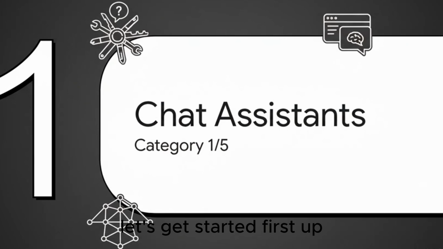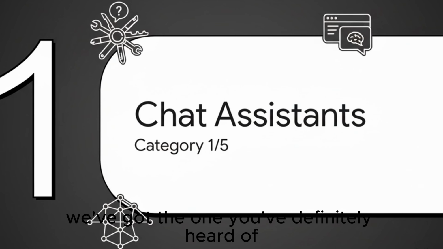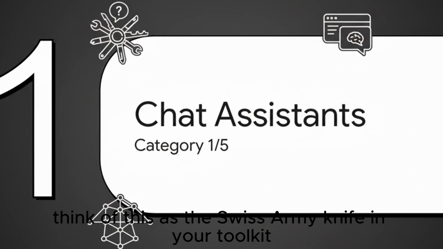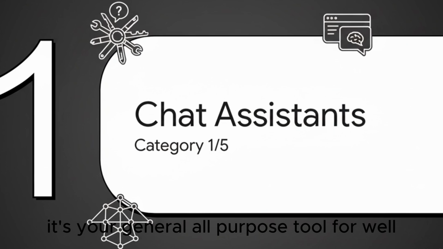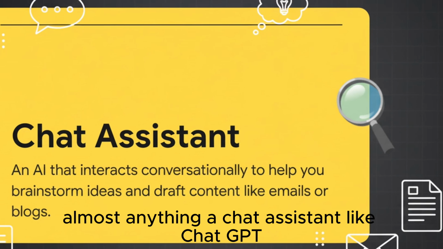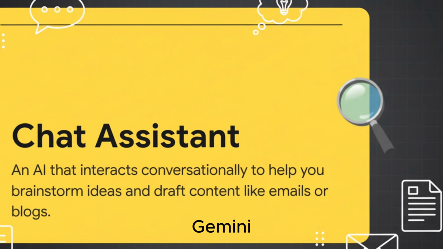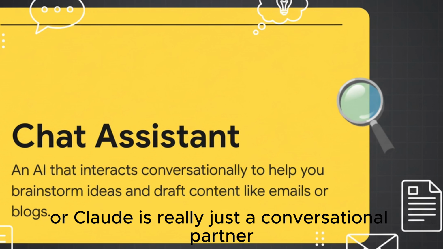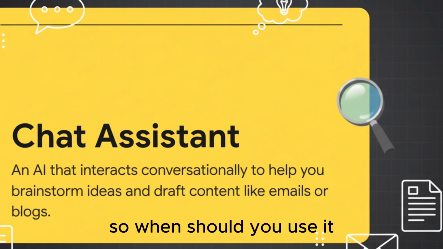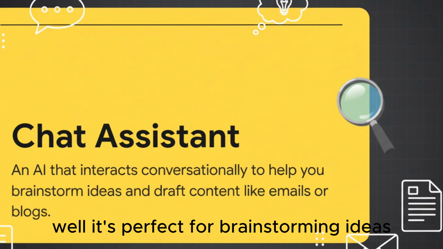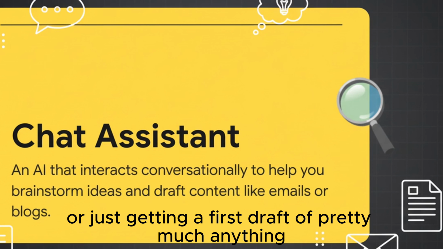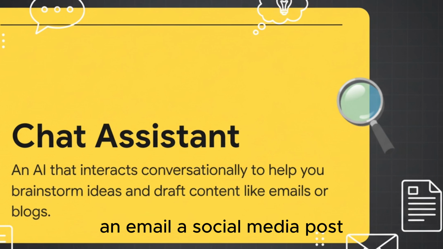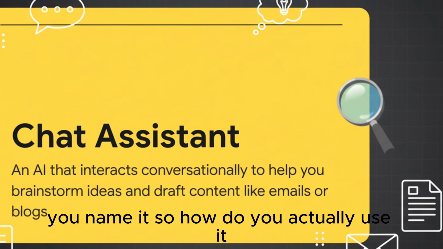Let's get started. First up, we've got the one you've definitely heard of, chat assistants. Think of this as the Swiss Army knife in your toolkit. It's your general all-purpose tool for, well, almost anything. A chat assistant like ChatGPT, Gemini, or Claude is really just a conversational partner. So when should you use it? Well, it's perfect for brainstorming ideas, summarizing your own thoughts, or just getting a first draft of pretty much anything. An email, a social media post, you name it.